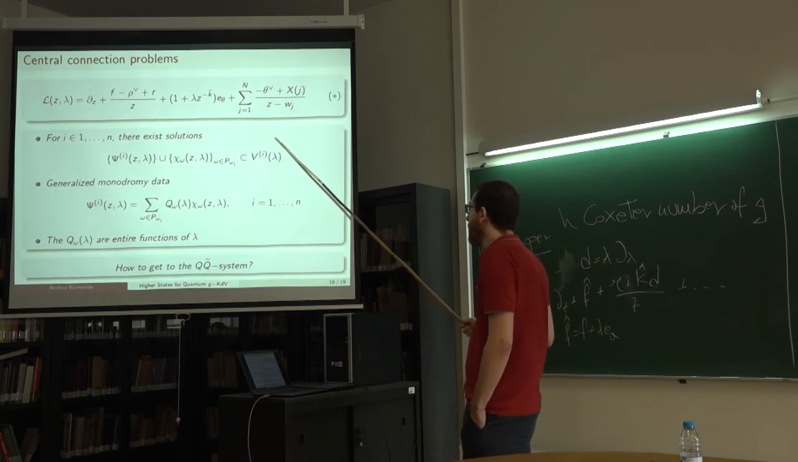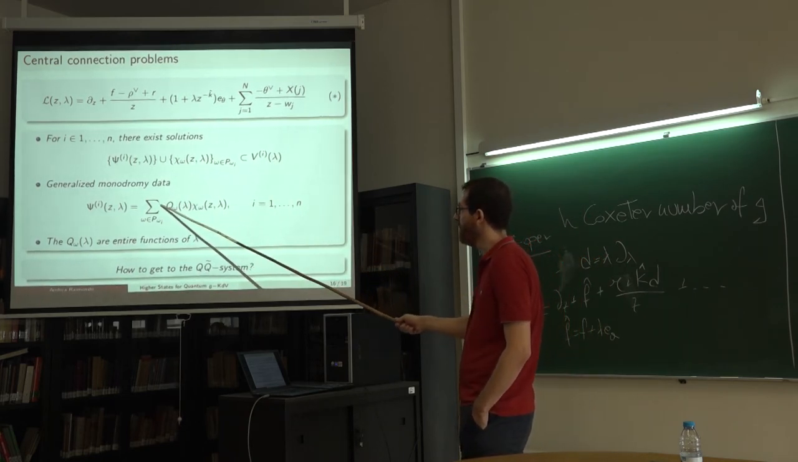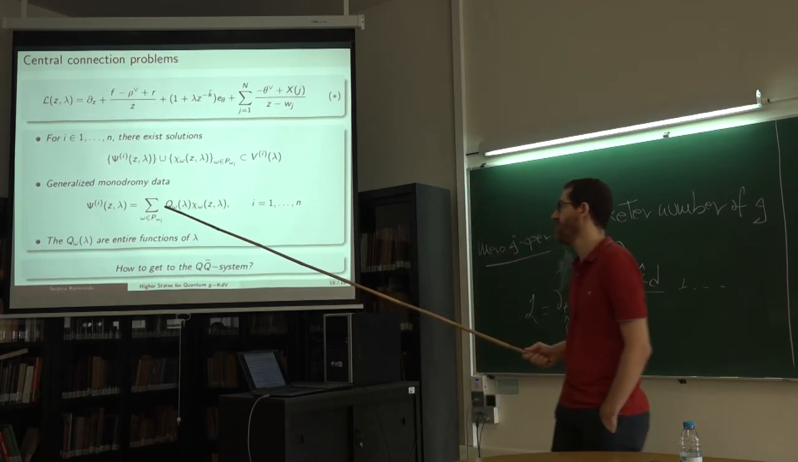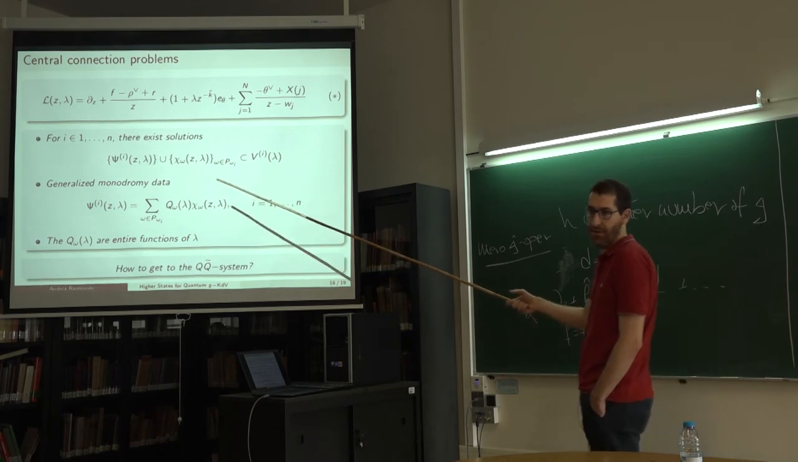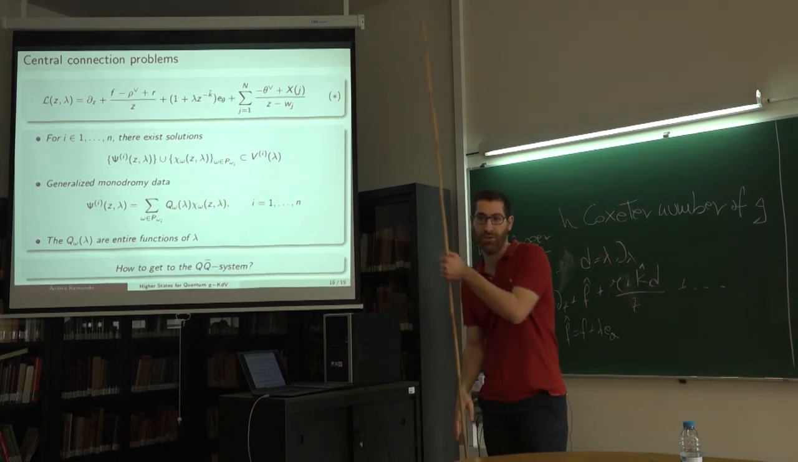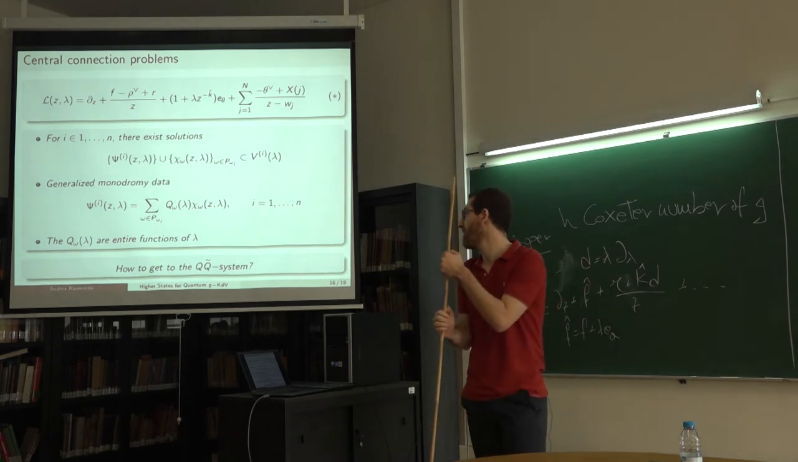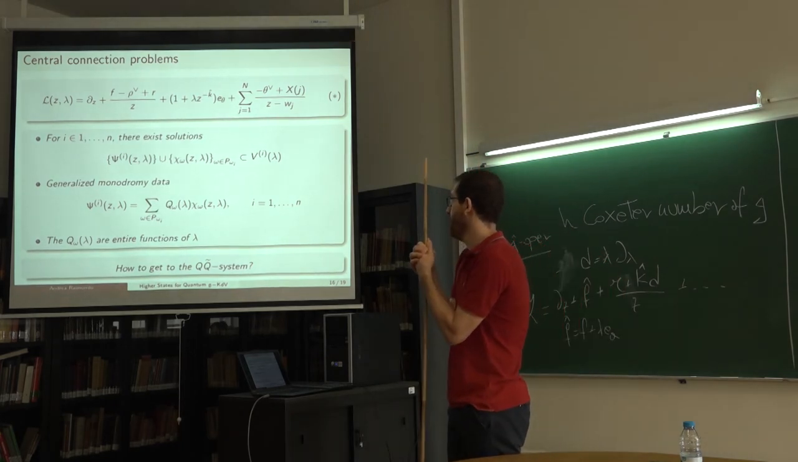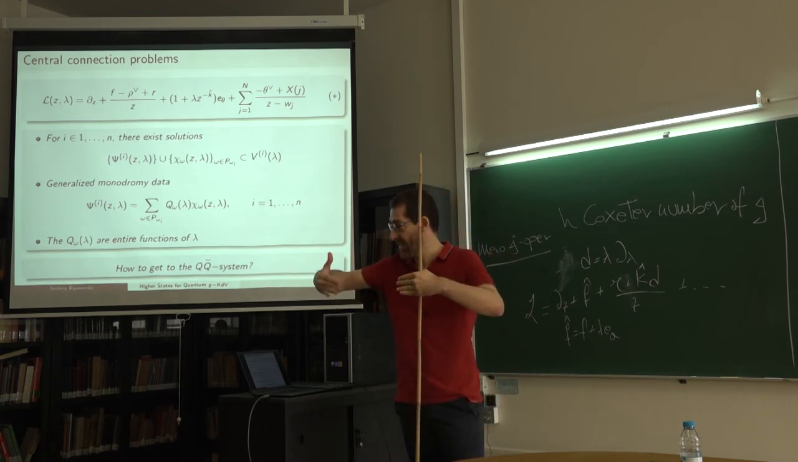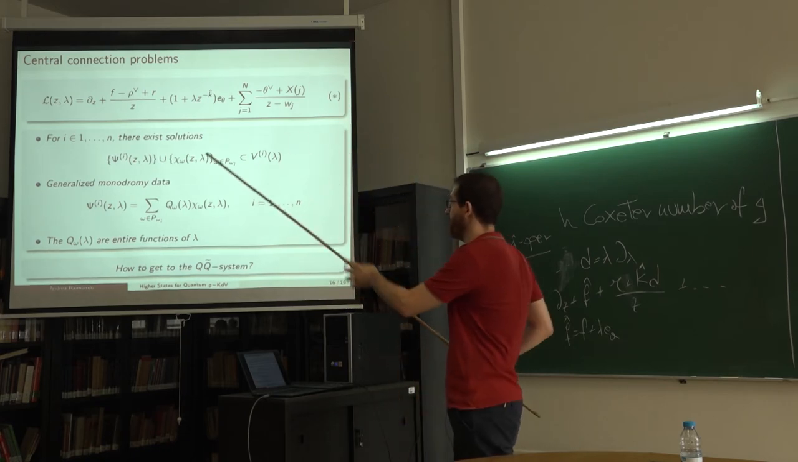All of these are entire functions of lambda, and so these coefficients, which I will call q omega, are entire functions. And these are the q omega that were shown at the beginning of the talk. Okay. This is good. So I have n expansions, and they take values in different representations.